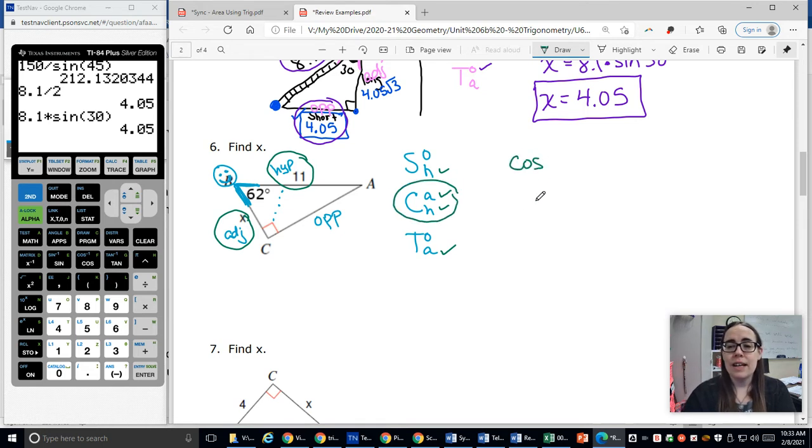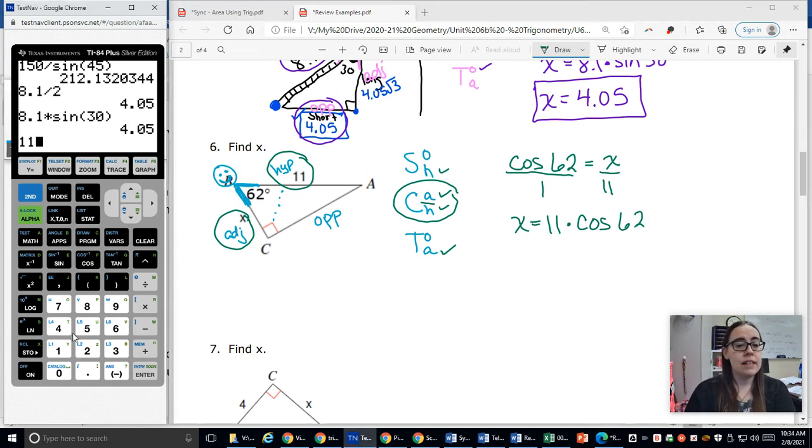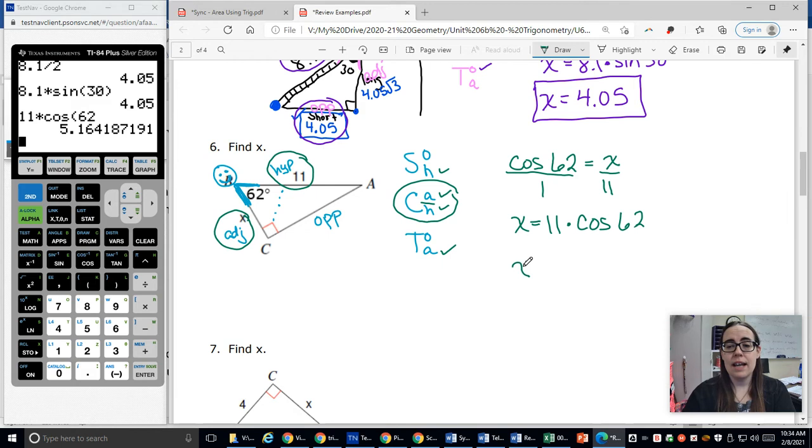The cosine in regards to the 62 degrees is going to equal adjacent over hypotenuse. My adjacent is x over my hypotenuse is 11. Put the left side over 1. X times 1 equals 11 times the cosine of 62. Since x equals all of this, I can put this in the calculator. 11 times the cosine of 62 gives me an x value of 5.164 when I round correctly.